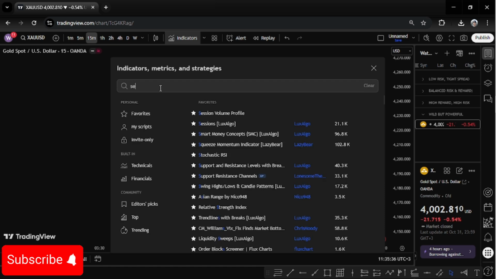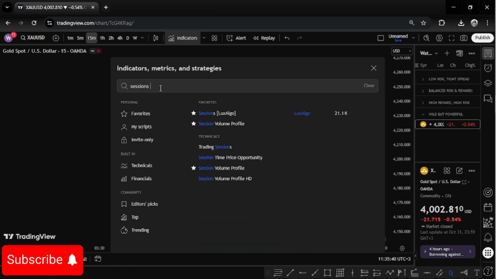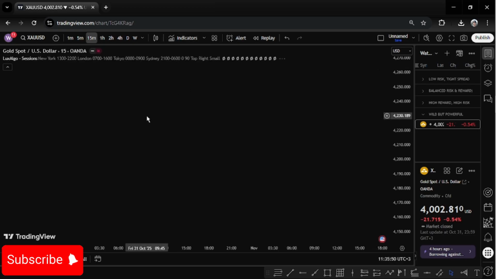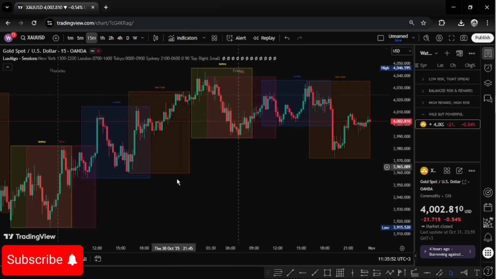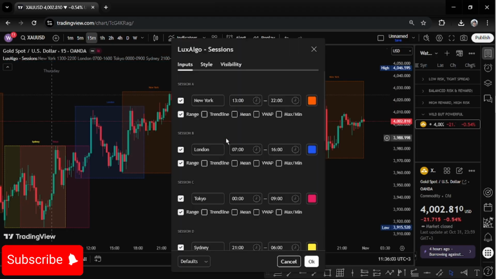So what you need to do is go on TradingView, go to indicators, and search for Sessions by LuxAlgo. That one over there, you click it. It will appear in your charts. Just reset your charts. This is how it's going to look. Now I want you guys to go to settings.